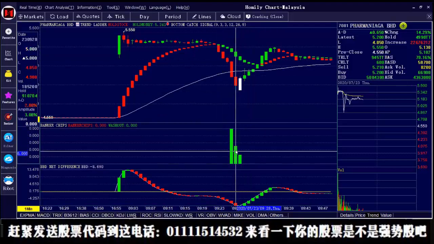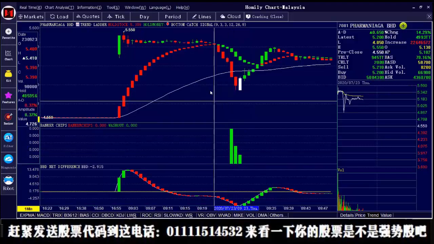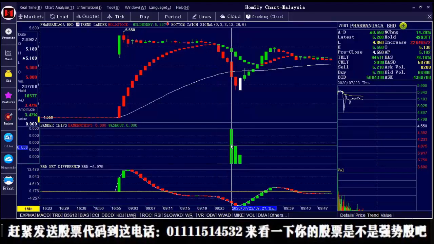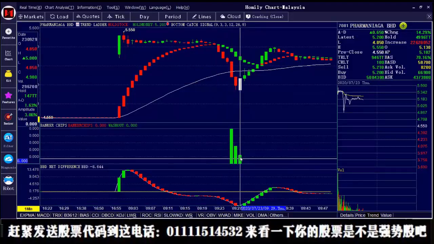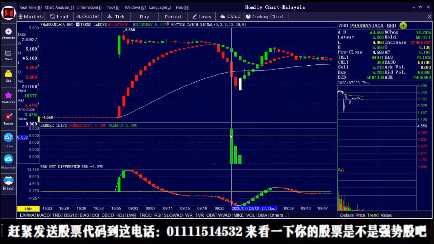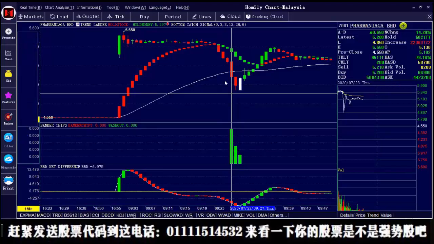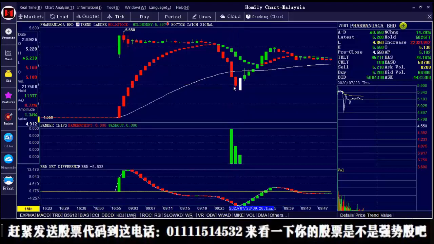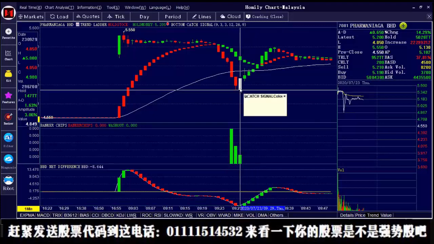And here the banker chips. Sometimes the banker chips are red, sometimes green. The red one means the banker collects the chips. The green one means the banker is floating out or clearing out the retails. If you buy once you see the banker chips appear here, maybe within 1 or 2 days it will still go down. But once you confirm the red candle appears, here the price goes up already.